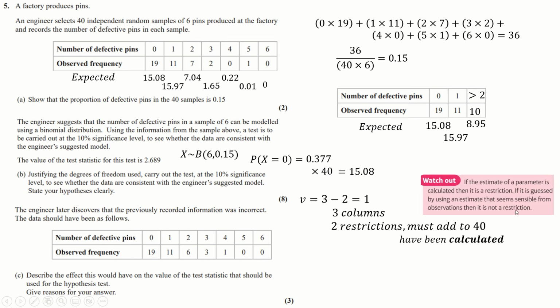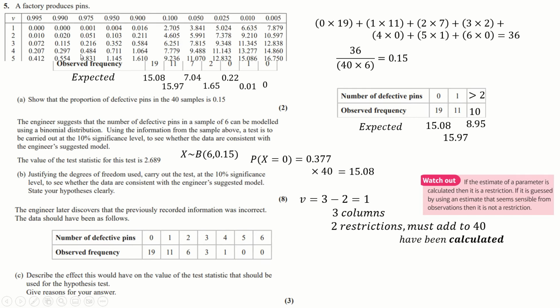And there's a note in the textbook here. If the parameter has been calculated, then it's a restriction. And we just calculated those using this. If it's just guessed using an estimate, then that's not a restriction, but these were calculated. So we take away 2 here, and we get 1 degree of freedom, which means in our chi-squared table, we're doing v as 1 here, and we're doing 10% significance, so we're looking for this number here. And their chi-squared is less than that, so it's not in the critical region, and we'll say this is consistent with the model. So we basically did all of the work except doing the (O minus E) squared over E bit. We basically had to do everything else.